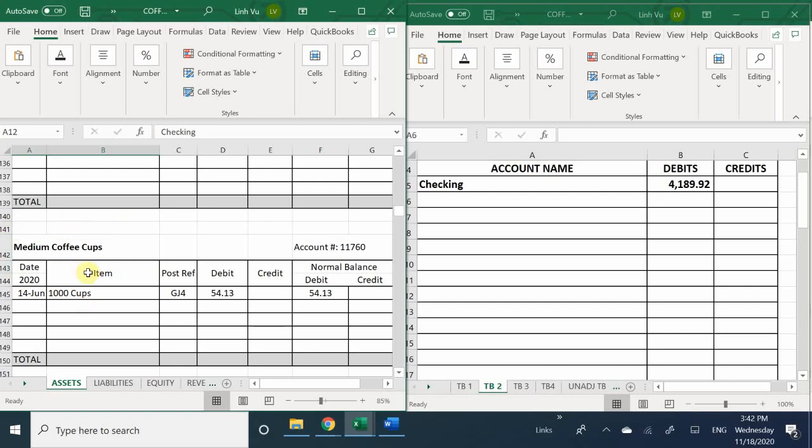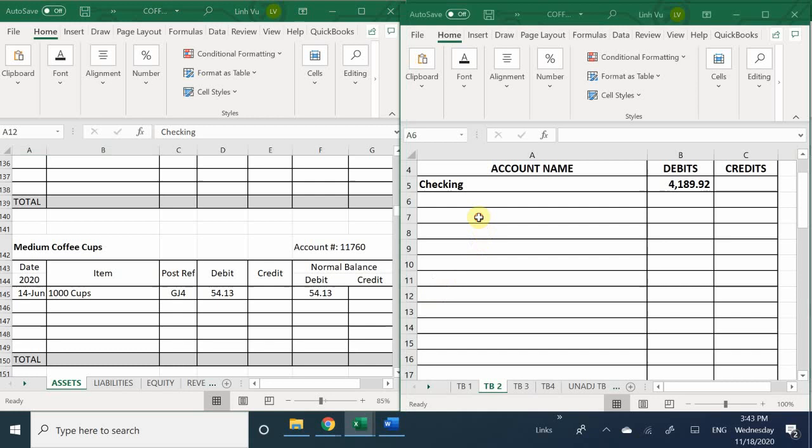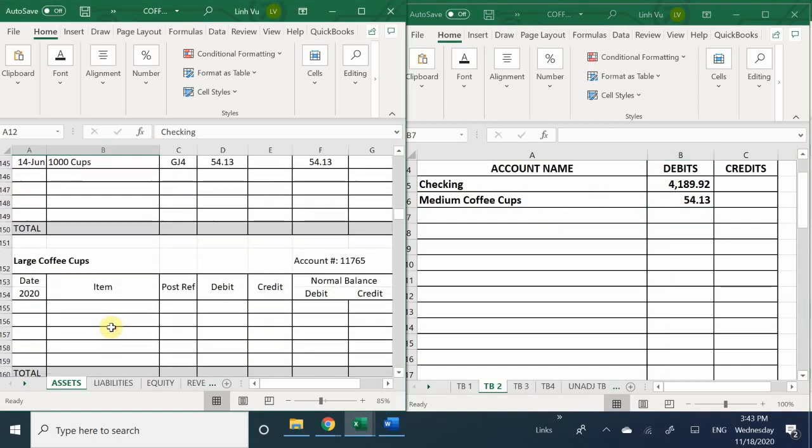Yes, we actually bought medium coffee cups. So go ahead and copy this down since you have it here already. We have medium coffee cups. It's considered part of the main account of the overall business supplies. So medium coffee cups. All right. And for my total amount, it is going to be $54.13 on my debit side. Okay. Yep.